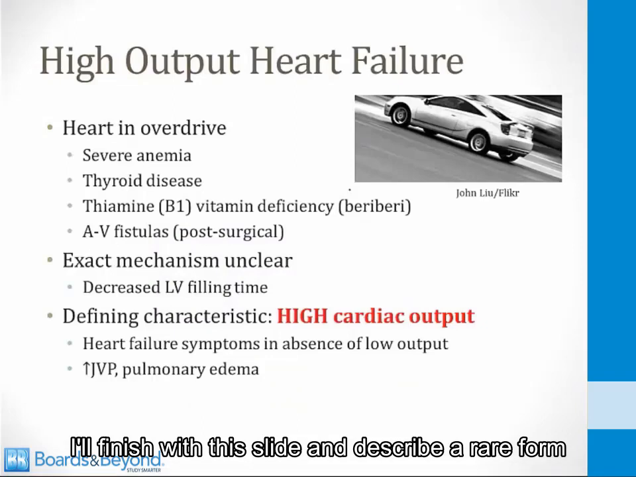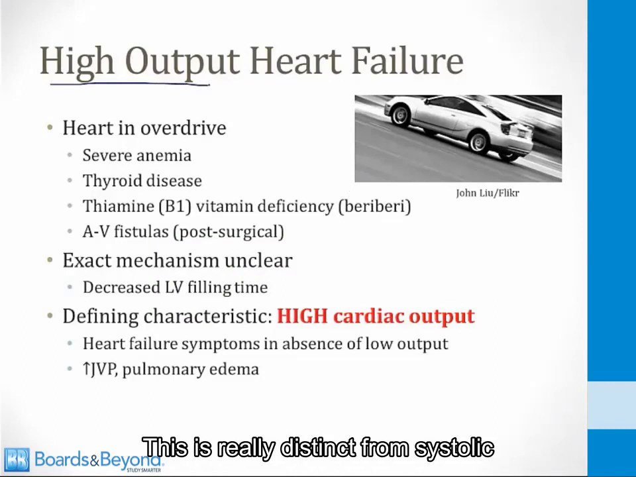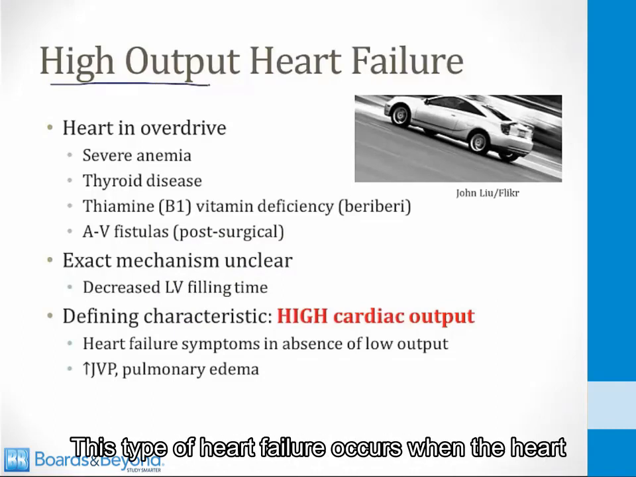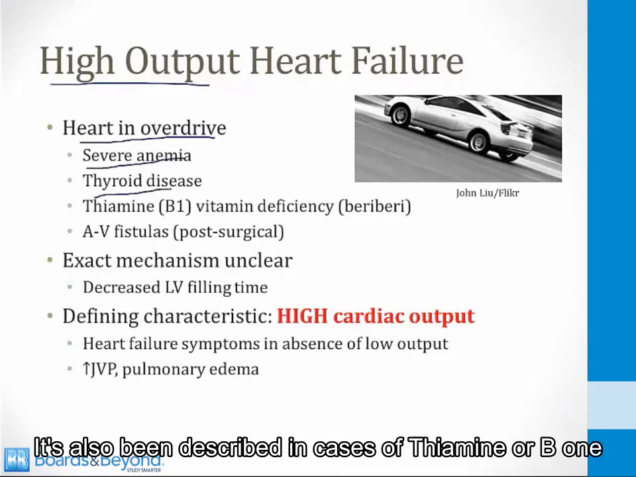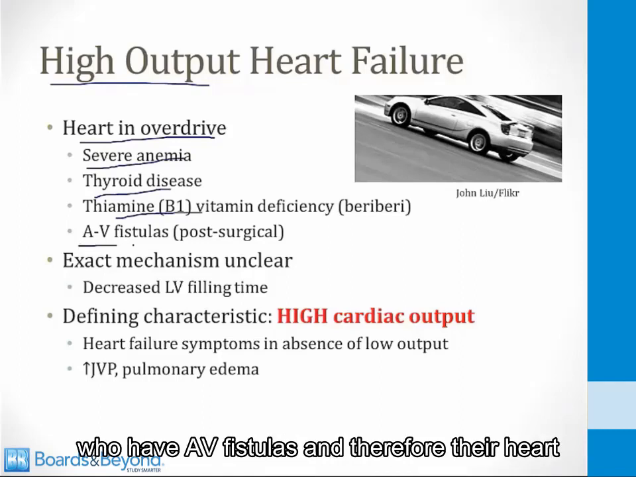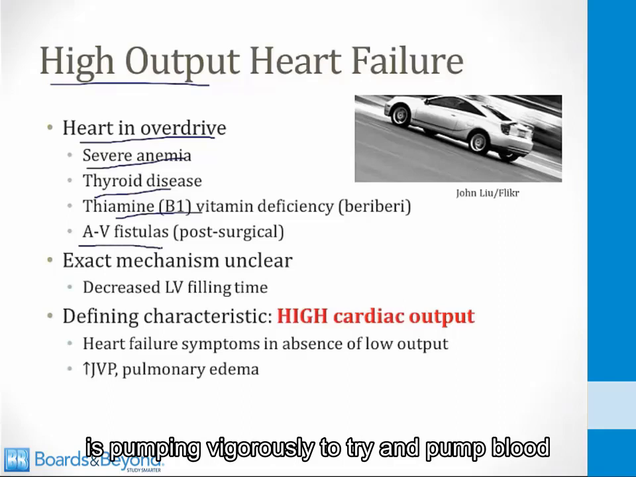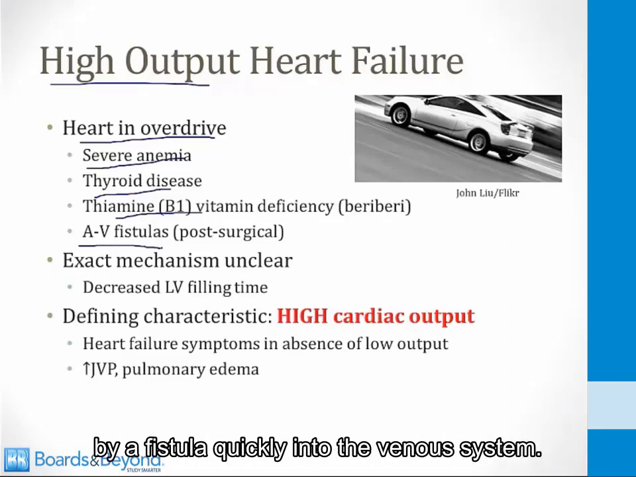I'll finish with this slide and describe a rare form of heart failure called high output heart failure. This is really distinct from systolic and diastolic heart failure. This type of heart failure occurs when the heart is in overdrive, such as in a case of severe anemia or severe thyroid disease. It's also been described in cases of thiamine or B1 vitamin deficiency. It's also sometimes been described in patients who have AV fistulas, and therefore their heart is pumping vigorously to try and pump blood into the arterial system, which is then being drained by a fistula quickly into the venous system.